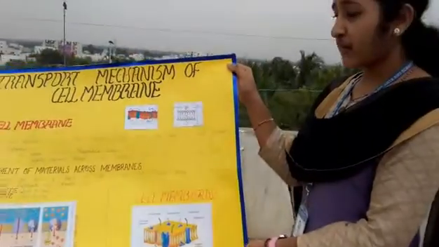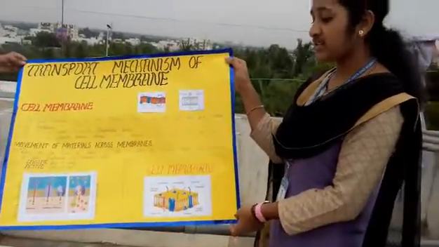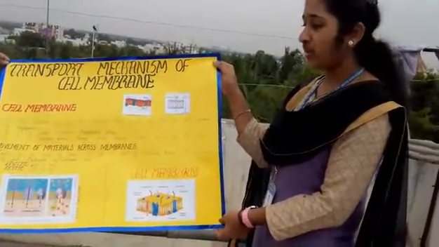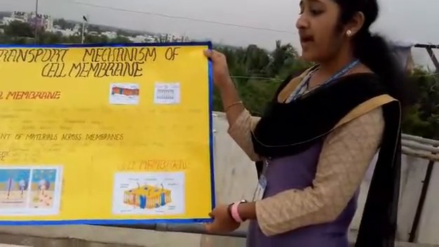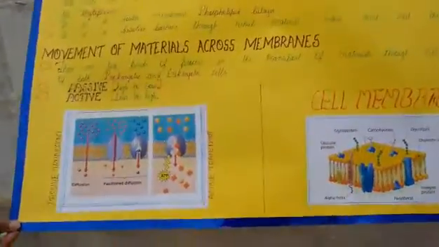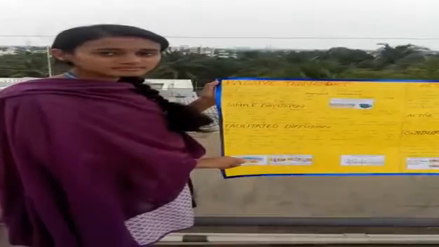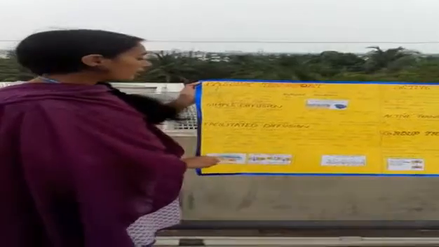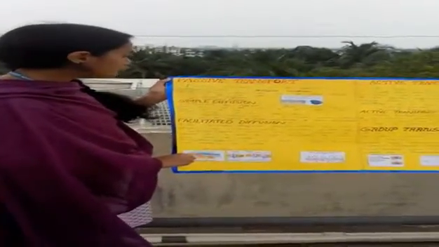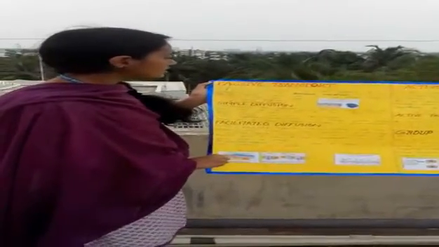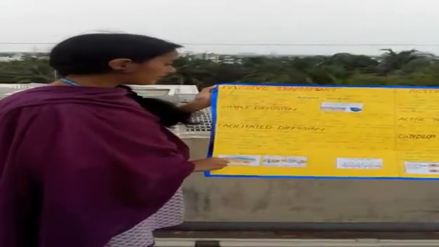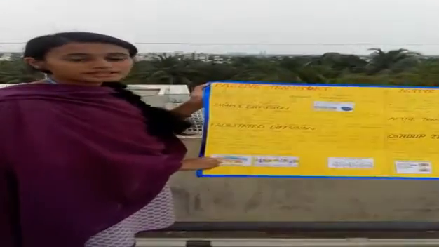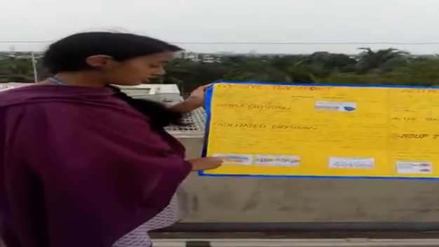Movements of material across the membrane. There are two kinds of process in the transport of materials through the cell membrane, in both prokaryotic and eukaryotic cells. First, passive transport, and second, active transport. Passive transport is the diffusion of substance across a biological membrane. This occurs without the use of cellular energy. Passive transport is of two types: simple diffusion and facilitated diffusion.